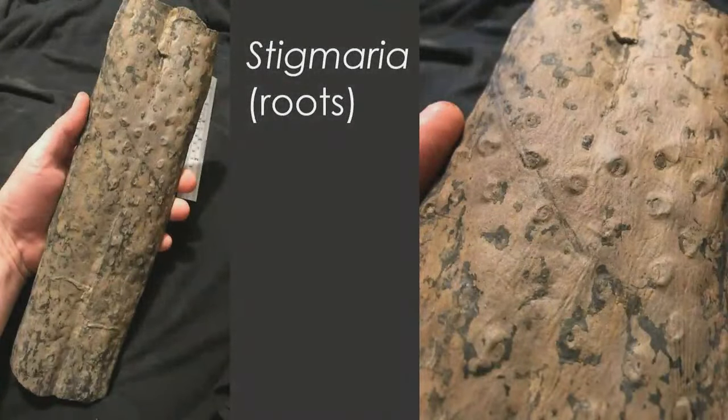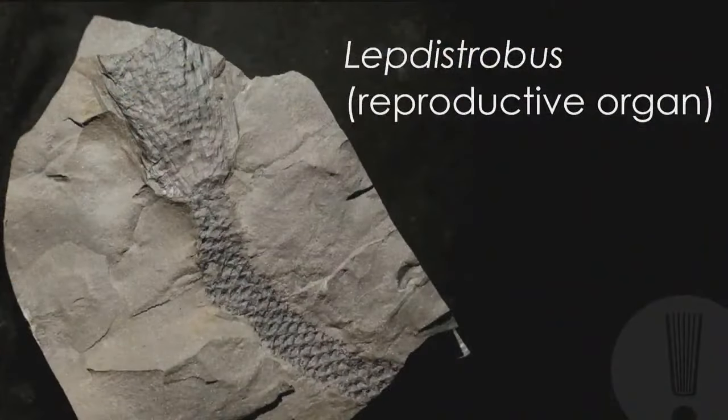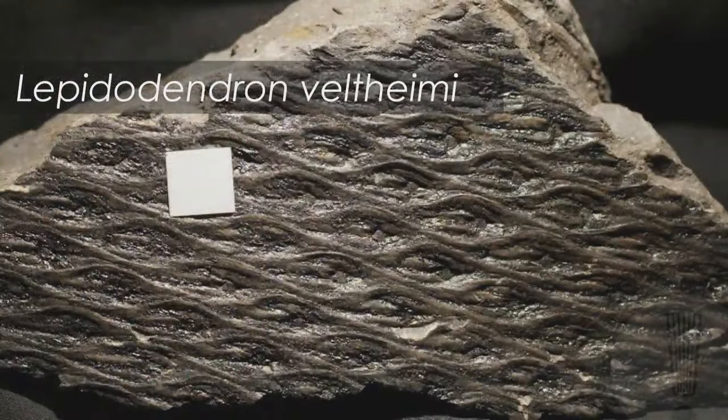So here's an example of a stigmaria root. This is from Kentucky, of a lepidodendron tree. Here are some lepidophylloides, or the leaves, also from Kentucky. Here is a good picture of the lepidostrobus, which again I've misspelled, should be missing an I in there. That's the reproductive organ. Here's another one. Then here's the bark, lepidodendron, and they separate out the species of these by the different pattern and different shapes of each of these scales.